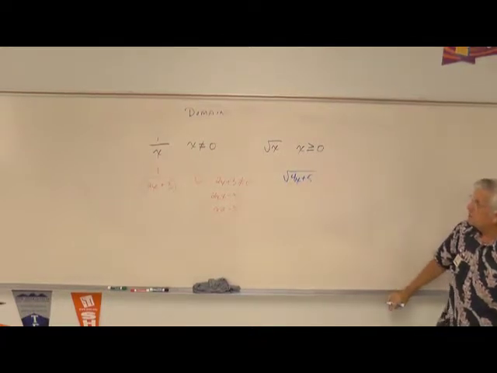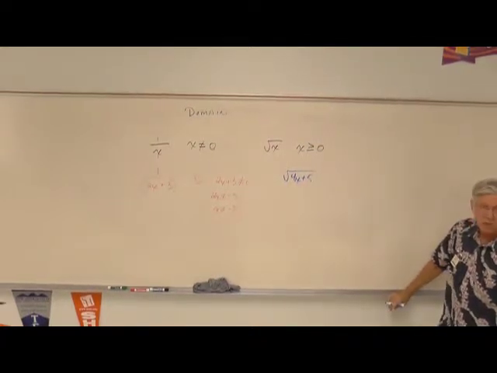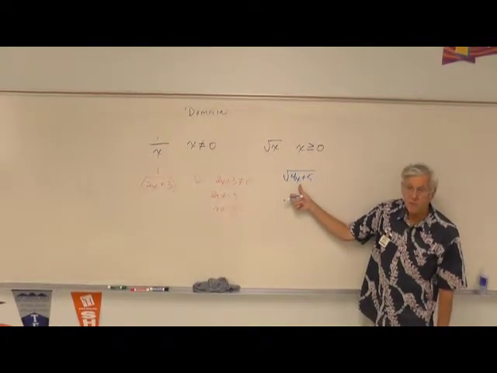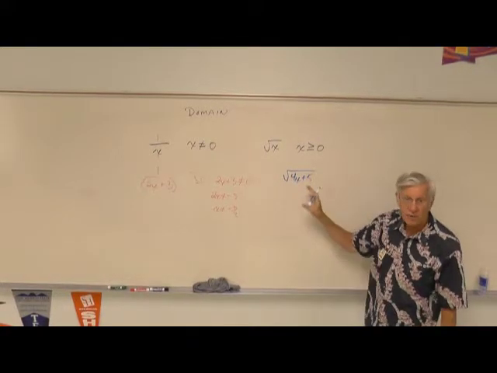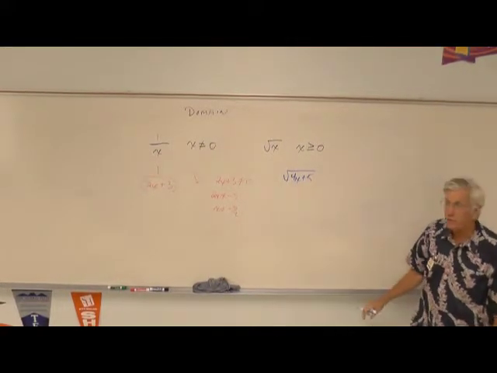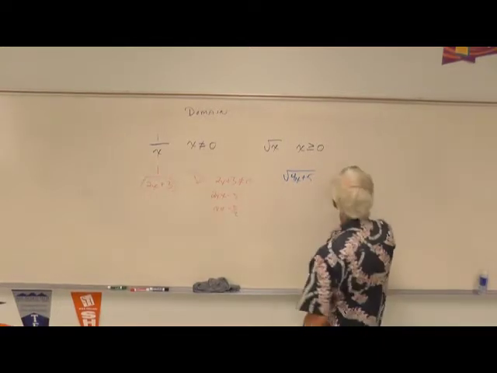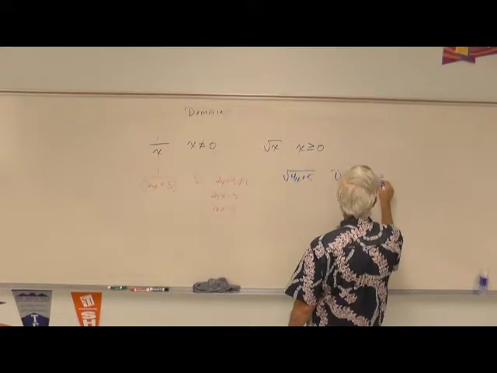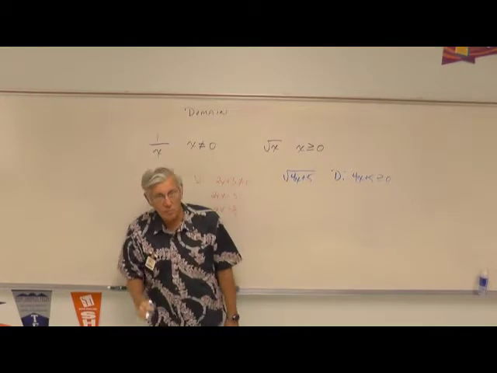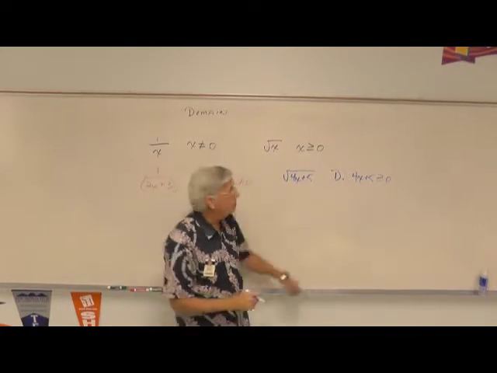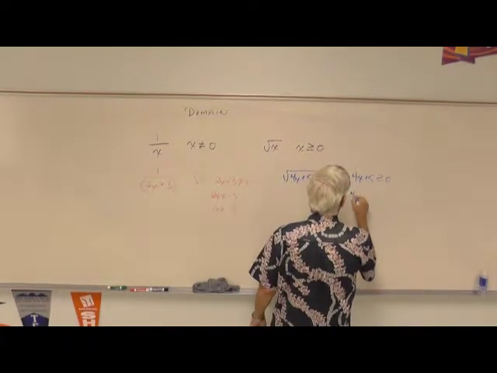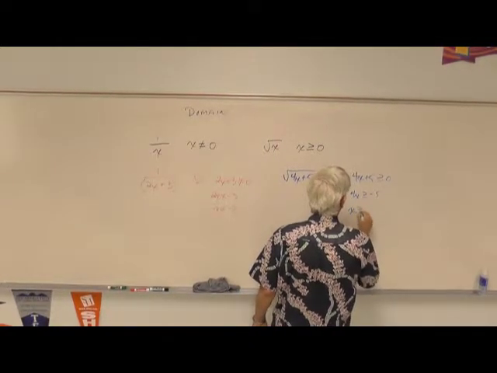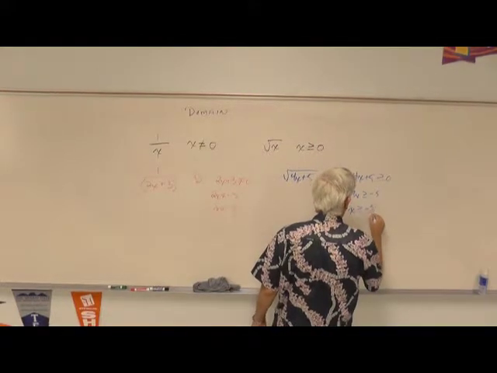Same issue over here. If I have a function, the square root of 4x plus 5, it isn't x that has to be greater than or equal to 0. It's what's inside the parentheses that has to be greater than or equal to 0, or inside the square root. So in this case, my domain is 4x plus 5 has to be greater than or equal to 0. And now I simply solve that little problem. So subtract 5, and I get 4x has to be greater than or equal to negative 5. So x has to be greater than or equal to negative 5/4.